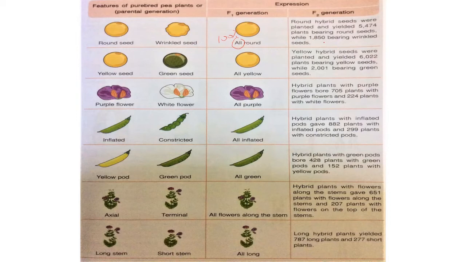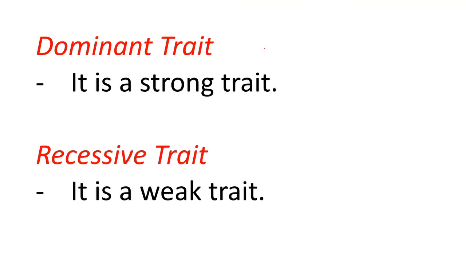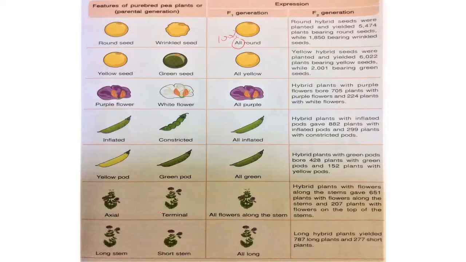Okay? And speaking of the results, you might have observed that traits were classified into two. You have your dominant trait versus the recessive trait, wherein a dominant trait means a strong trait. Meaning if you combine weak and strong, the strong will appear, the strong will dominate, the strong will lead. So that is your dominant trait. And the recessive trait is a weak trait.